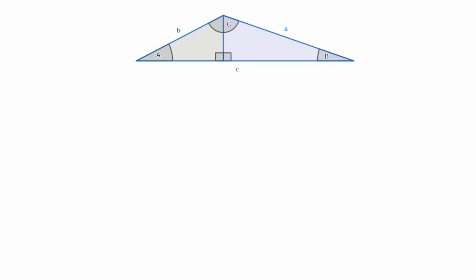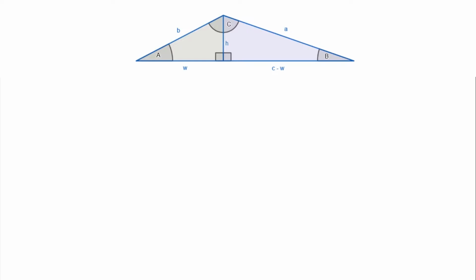We'll let the length of the perpendicular line we've dropped down be called h for height, and we'll call the length of the base of the triangle on the left w. This will mean that the length of the base of the triangle on the right is c minus w, and just for clarity we'll remove the label c. Now we can do some calculations.